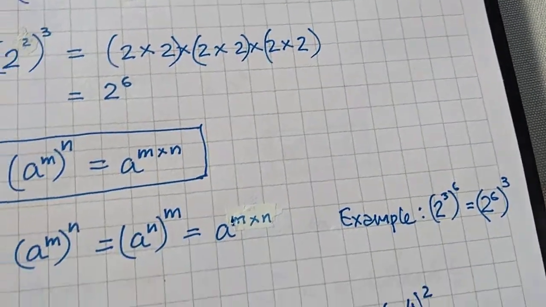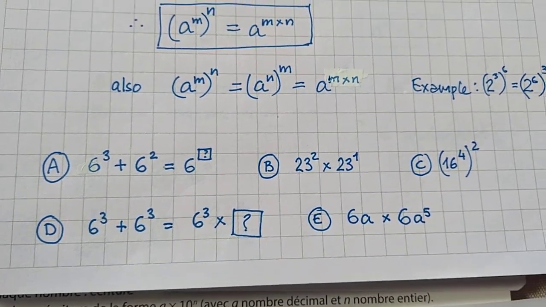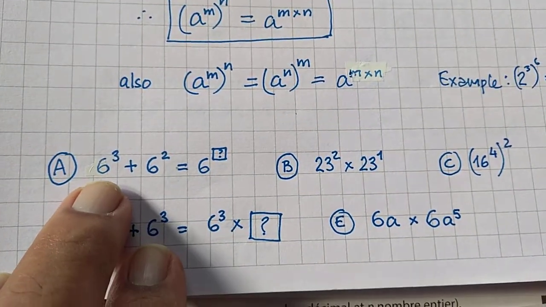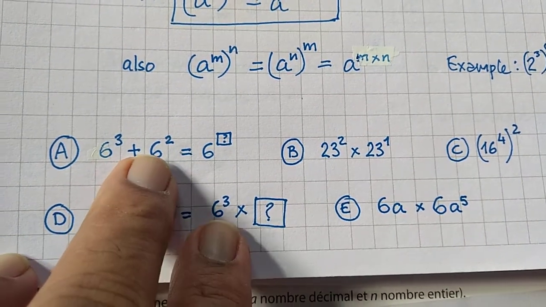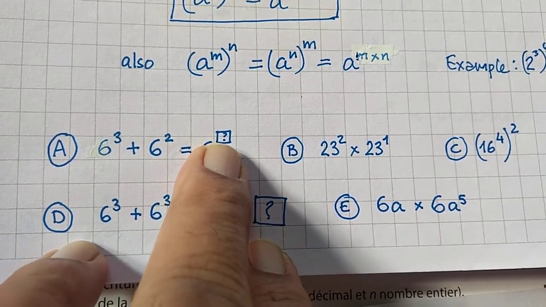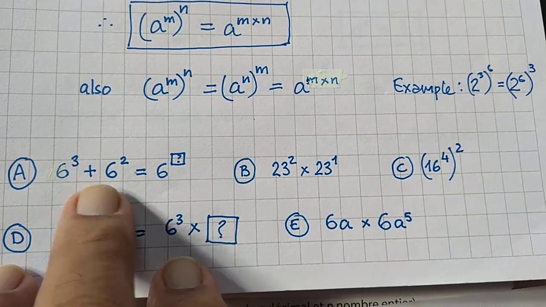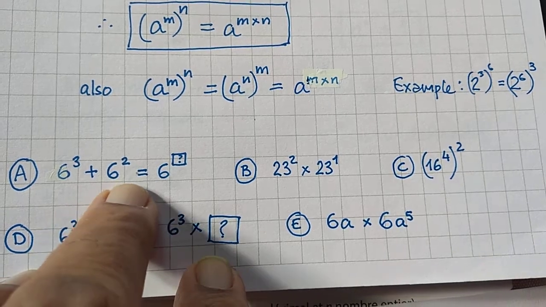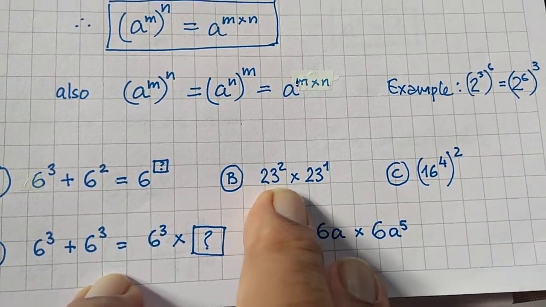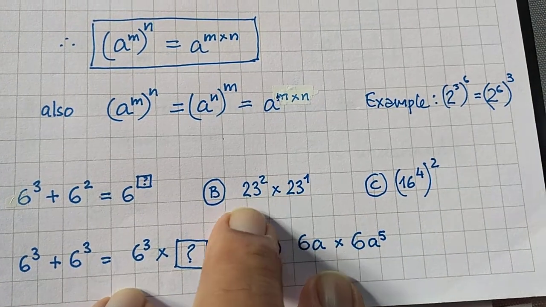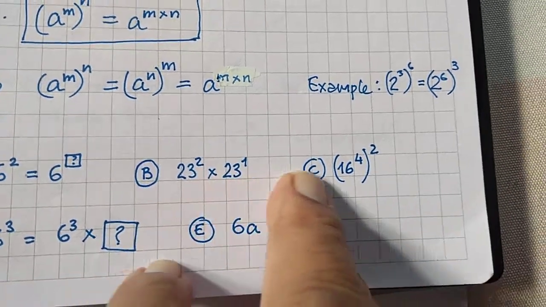Okay, so now that we have done this so far, let's do 5 in-video problems. You have to write 6 to the power 3 plus 6 to the power 2 is equal to 6 to the power what? All of these you have to simplify. You don't really have to give me the actual calculated answer. This is 23 to the power 2 into 23 to the power 1. What will it be? You have to simplify it. You don't have to actually calculate it.